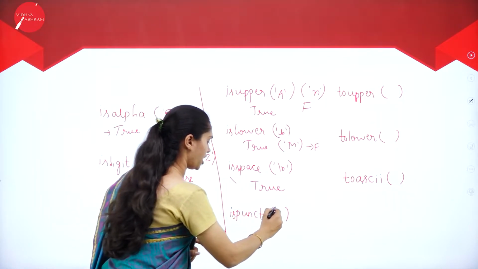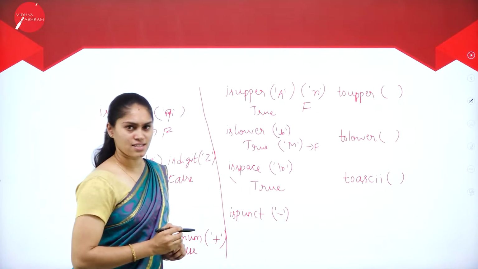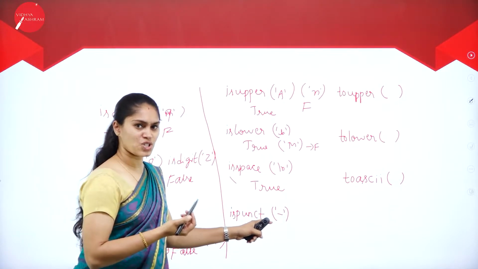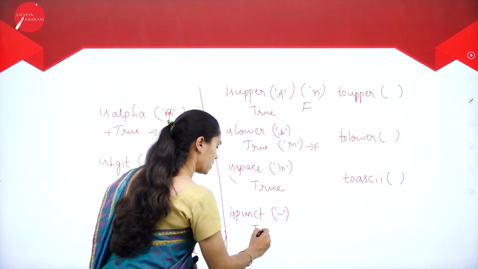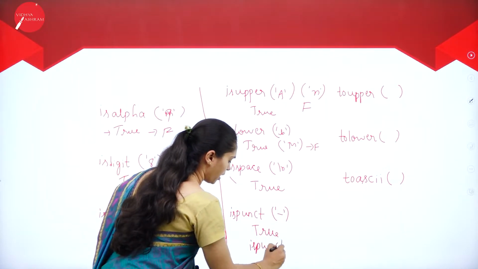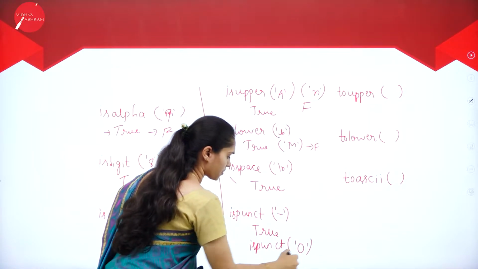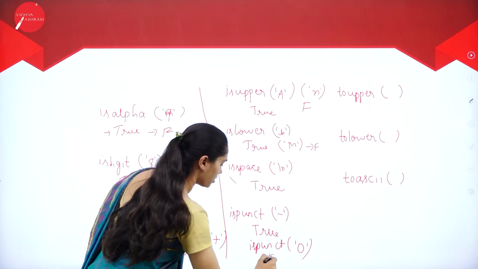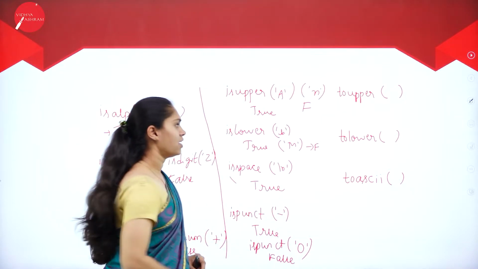Next is punctuation. Let me consider minus. Okay. So this is a punctuation mark. So then it will return true. If I write is punct of 0, is this a punctuation mark? No. Then it will return a value called false.